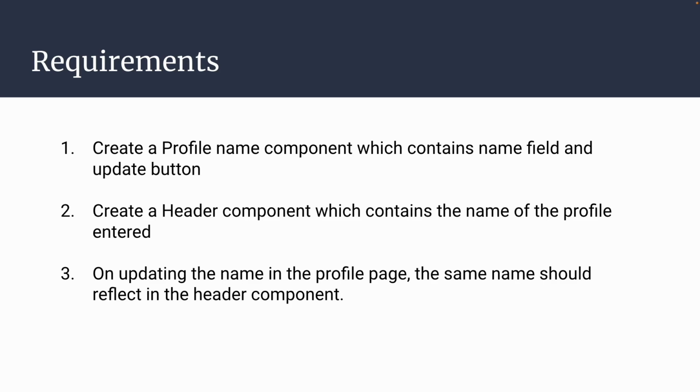So what I have is an app component, which is the parent component. I have a profile component and a header component. The profile component contains the name and a button, and the header component should display it. So these two are siblings of each other, and they are injected in my parent component, that is the app component. So what approach are we going to use here?